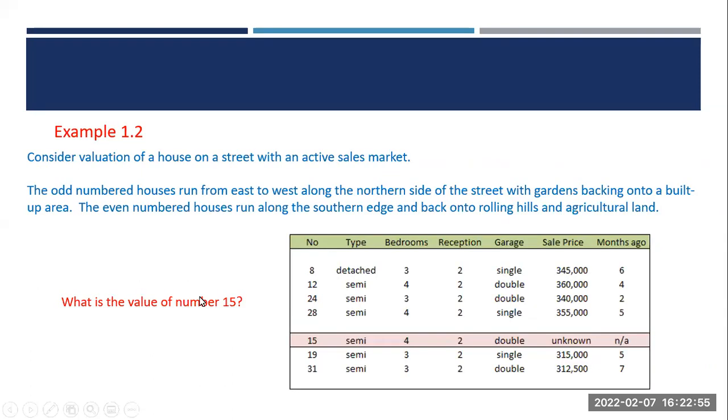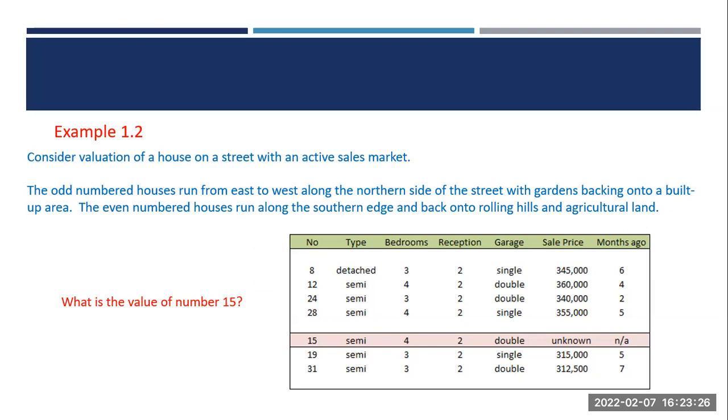And we've been told some sales. We have to think of the valuation, or what would the value of number 15 be? We can say it's a semi-detached house with 4 bedrooms, 2 reception rooms, that is a living room or lounge, and it has a double garage. Obviously, we don't know the sale price, and it's not applicable because it was some time ago. So we're looking at this one, number 15, if you can see my mouse pointer.